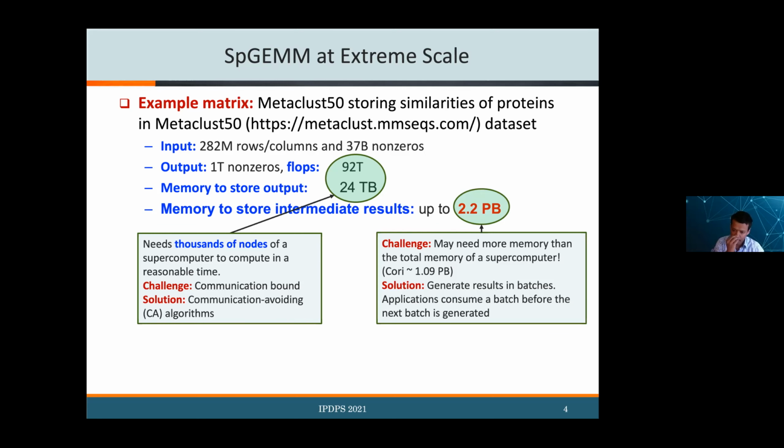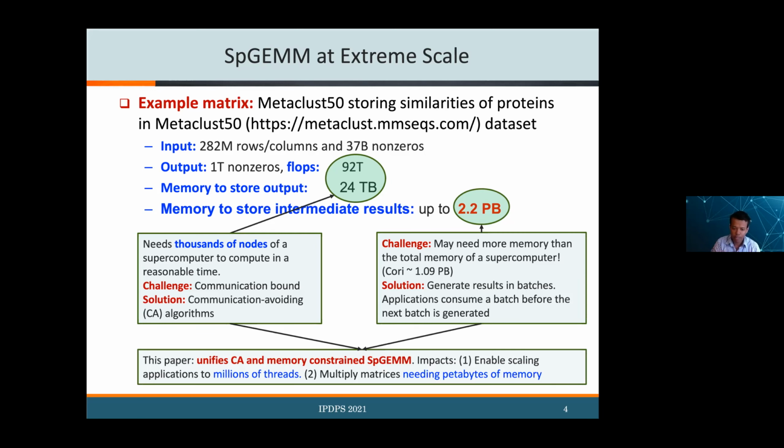However, if our memory requirement is up to 2.2 petabytes, the challenge is we may not have enough memory even in the entire supercomputer. For example, Cori has only 1.09 petabytes of memory. So even if we use the entire Cori, we cannot solve this problem. So our solution is we would like to generate results in batches, and applications can consume one batch at a time before we generate the next batch.